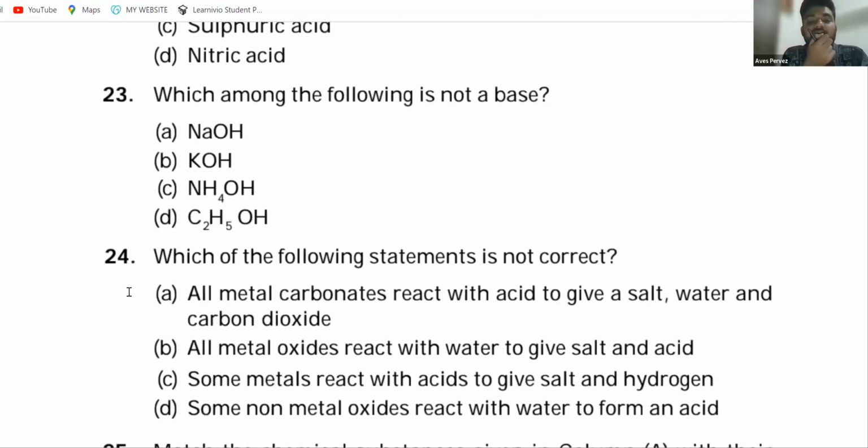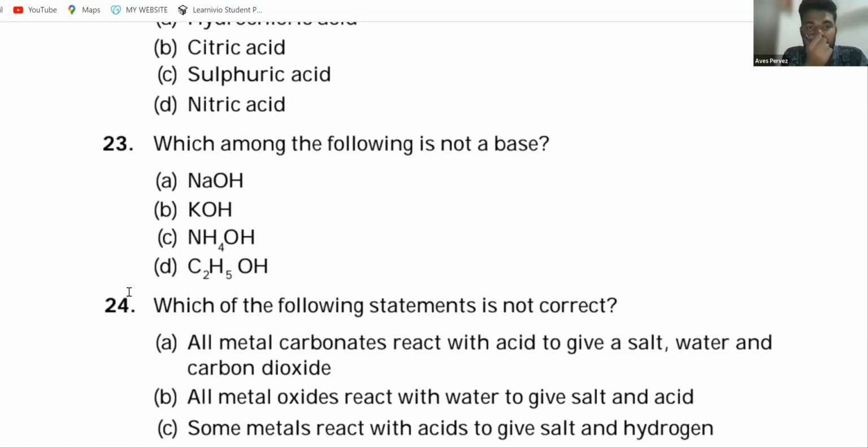Which among the following is not a base? Question number 23. Which is not a base? Option D. Please note it down, this one still has an OH negative ion, so it is an alcohol. C2H5OH is ethanol. It is a type of alcohol that we're going to study in the 4th chapter of chemistry. Note this question in your copy.